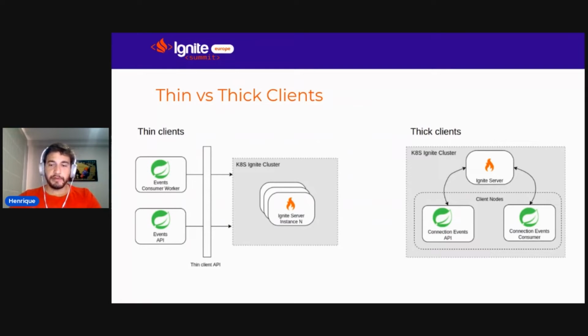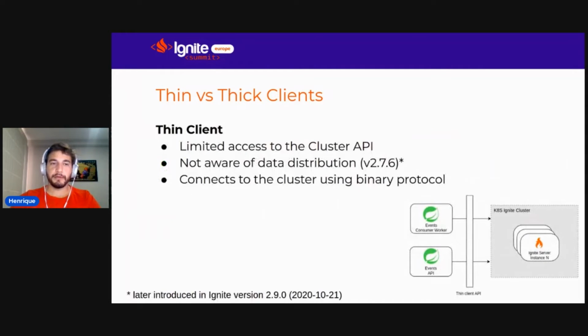Our first decision that we had to make was to decide between using thin clients or thick clients. We started to make some tests to see which one would better fit our solution. At the time, thin clients were very limited. This was a very long time ago, so we were using an old version of Apache Ignite. At the time, the thin clients implementation was not aware of data distribution. They had very limited access to the cluster API, and communication between the thin clients and the cluster was not very efficient.